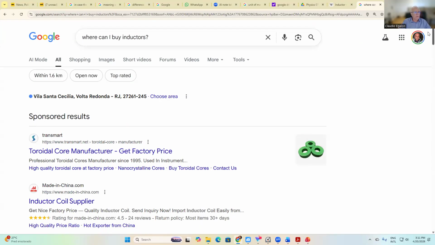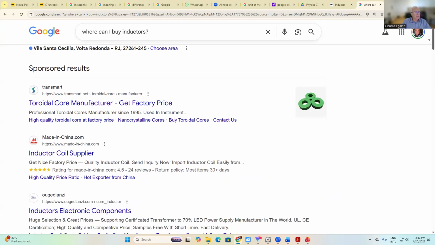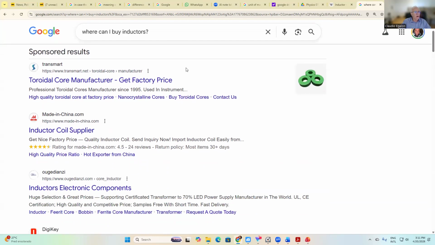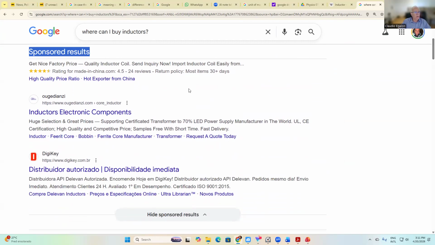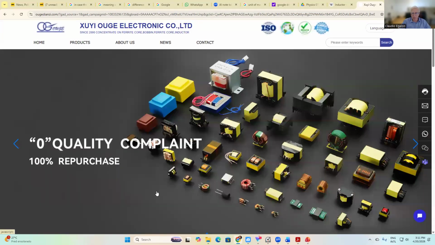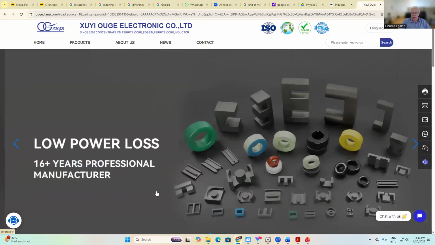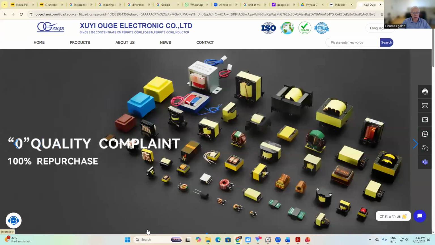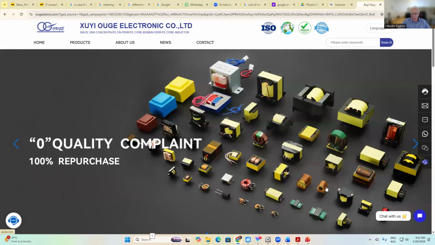Okay, so there are all sorts of manufacturers of toroidal cores, inductors, electronic components. Let's see if they have any pictures of inductors here. I want to show you some pictures. Oh, all sorts of inductors here. Nice picture, right? Oops. I want to go back here. This one. See a solenoid here.